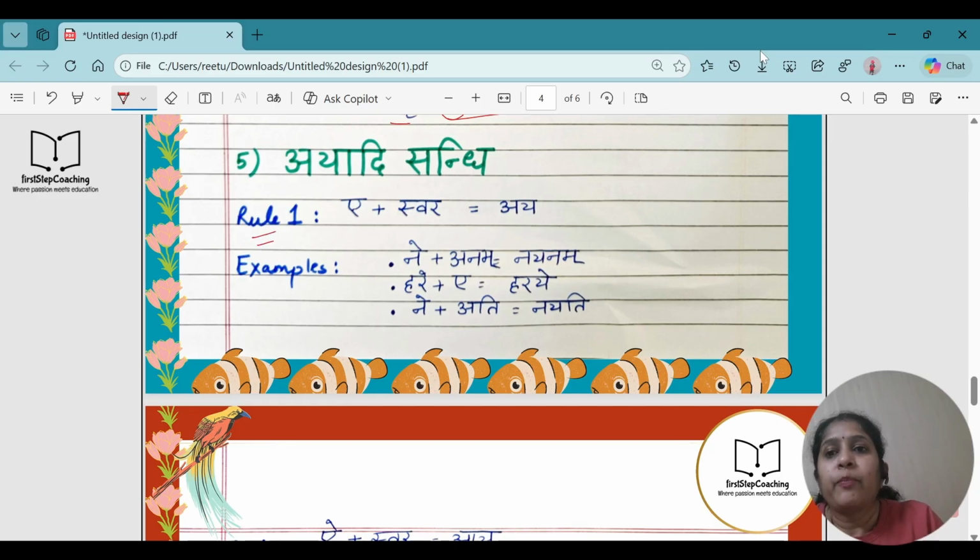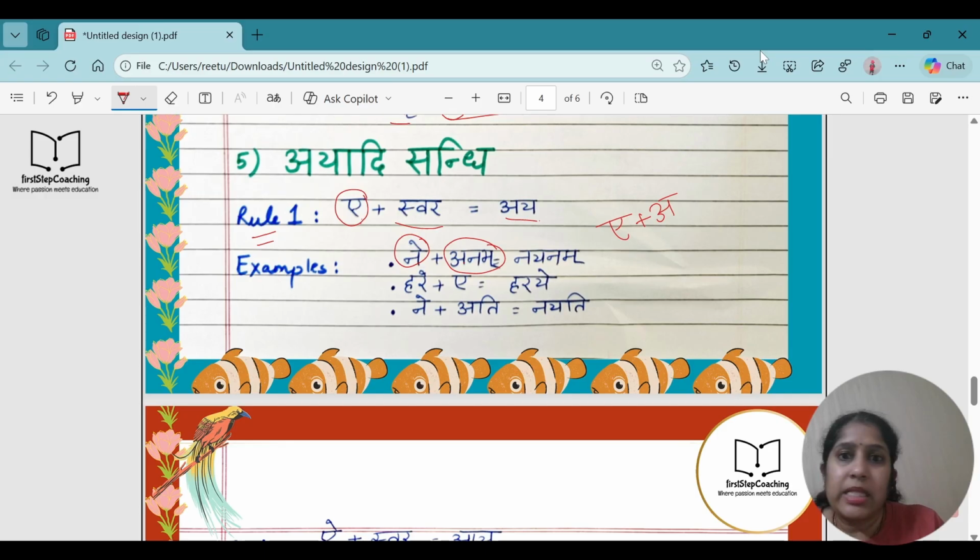Rule one is saying that if the first word is ending with A and the second word is starting with any swar, it can be A or any swar it can be, then what happens? A changes to I. Okay, A changes to I. So now let's see with the help of an example. If it is like ne plus anam. So if you see the first word is ending with A and the second word is starting with a. So what should happen? It should become I, right?